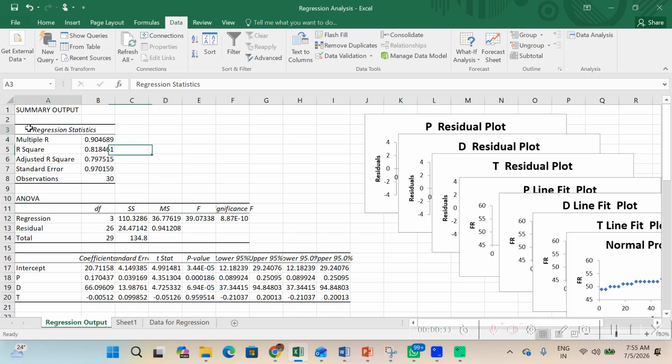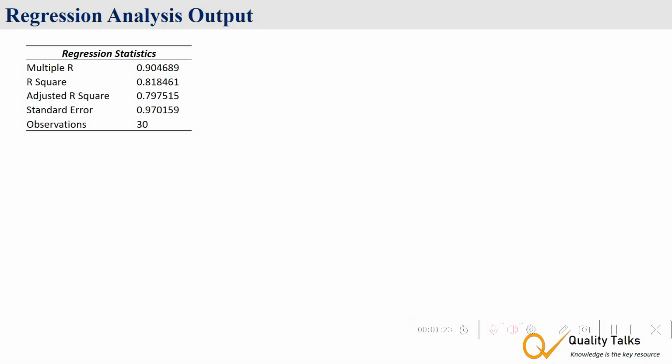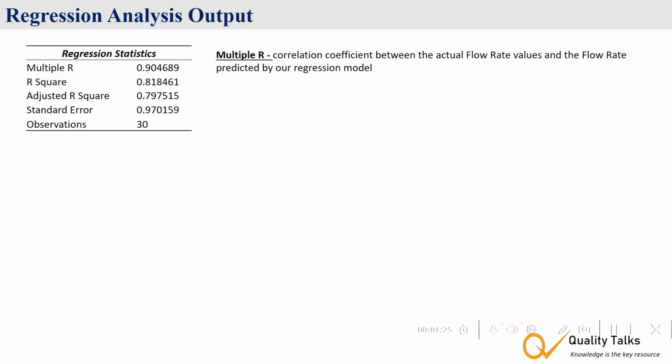First regression output is this regression statistics table. In regression statistics, we have first parameter as multiple R. Multiple R is the correlation coefficient between actual flow rate values and the flow rate predicted by our regression model. In our case, it is 0.9047. So in our case, the correlation is very high. It shows a strong positive correlation.